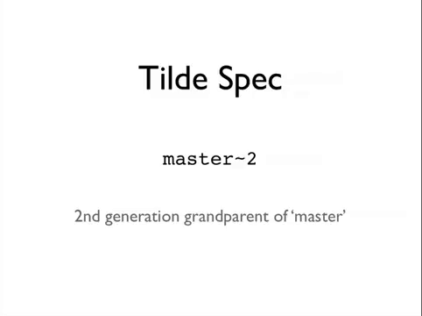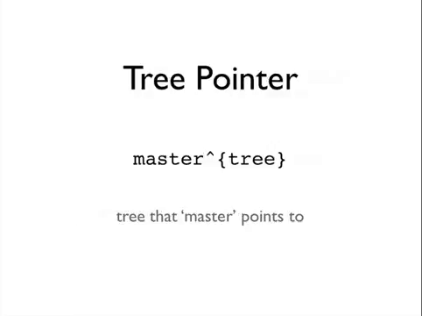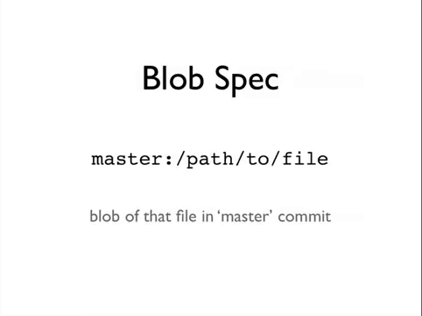Tilde spec means the parent of the parent. Okay, so it's like a grandparent. It's the first parent of the first parent. So we'll do an example of that in a second. Tree pointer means you give it a ref spec for a commit, and then you do tilde tree, and that says I want the tree object instead. So that's useful if you're running ls-tree or something that's specifically looking for a tree object.